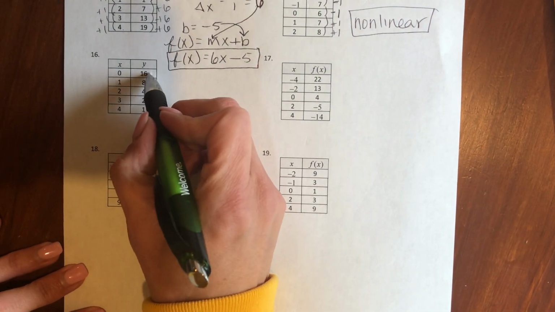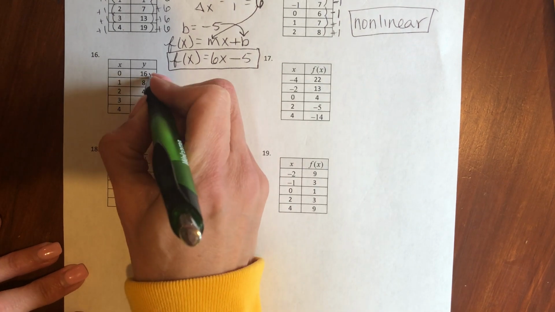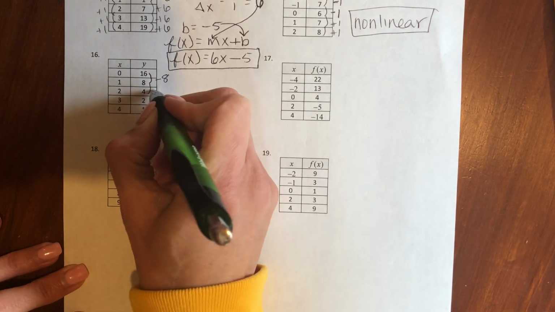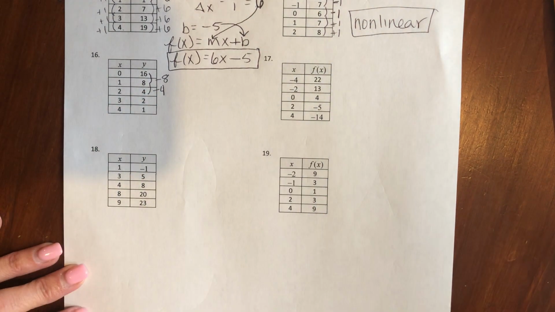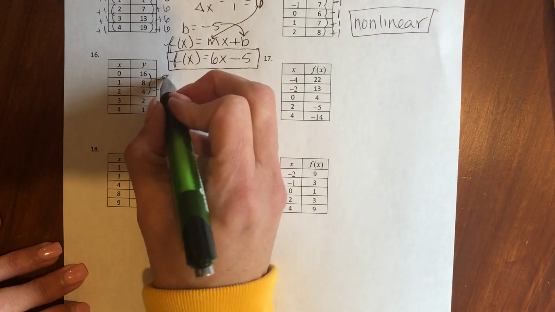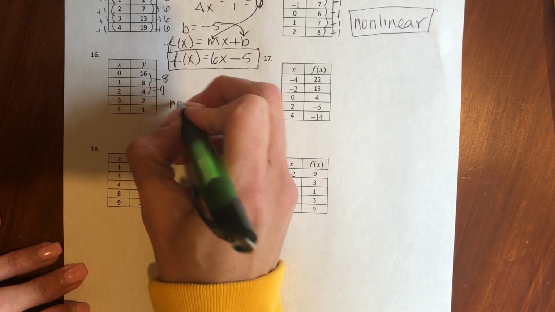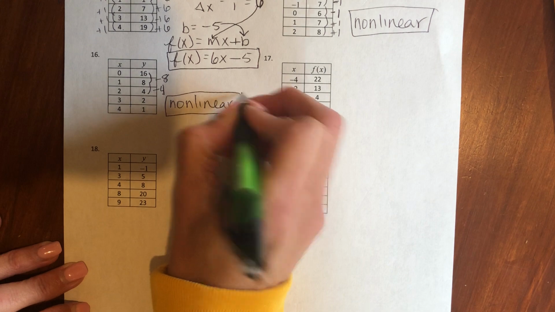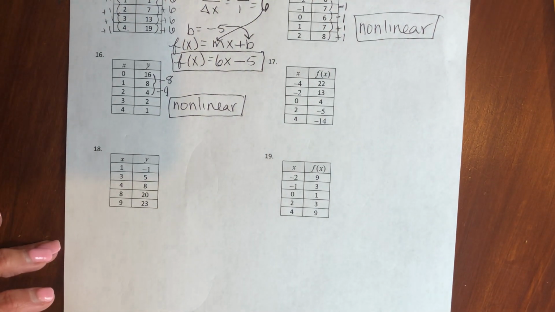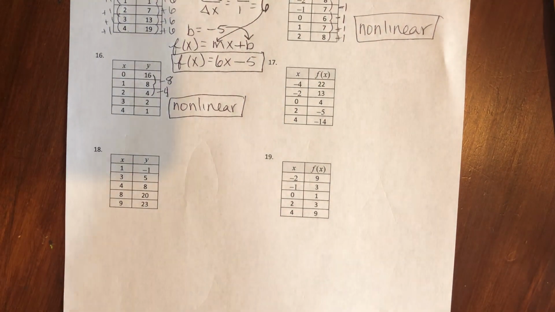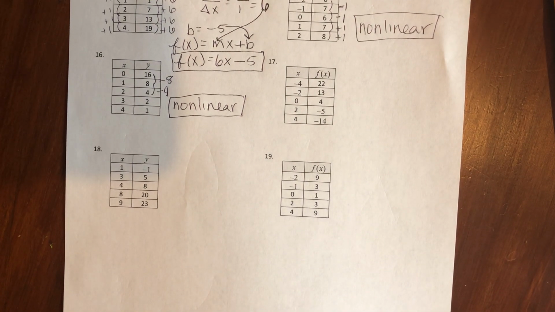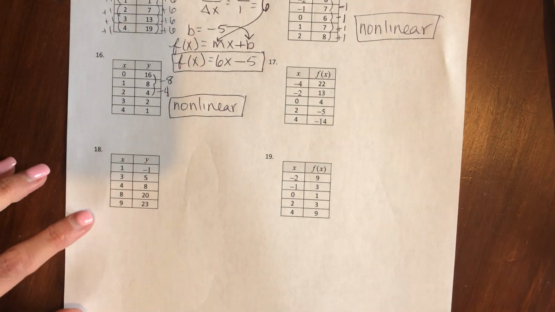Let's look for that pattern. How do I get from 16 to 8? Subtracted 8. 8 to 4, subtracted 4. Boom, I can stop right there. That is not consistent. What does that mean? Non-linear. All right, next one. If I'm going too fast, you can always pause the video, try it on your own, and then just listen to my explanation. That's the best way to do it.